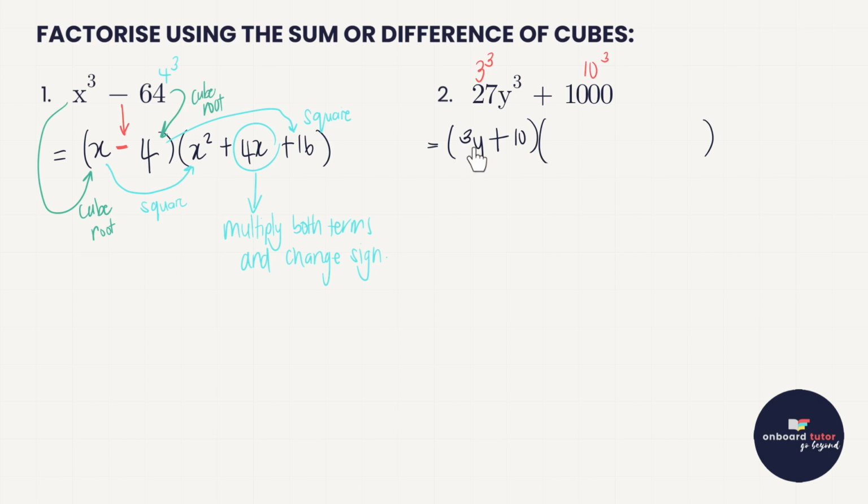So 3y times 3y, that's going to give us 9y squared. We're going to square the last. 10 times 10, that gives us 100. And then finally, we're going to multiply the two terms inside the bracket. So 3y times 10, that's 30y. And we're going to change the sign, so minus 30y.